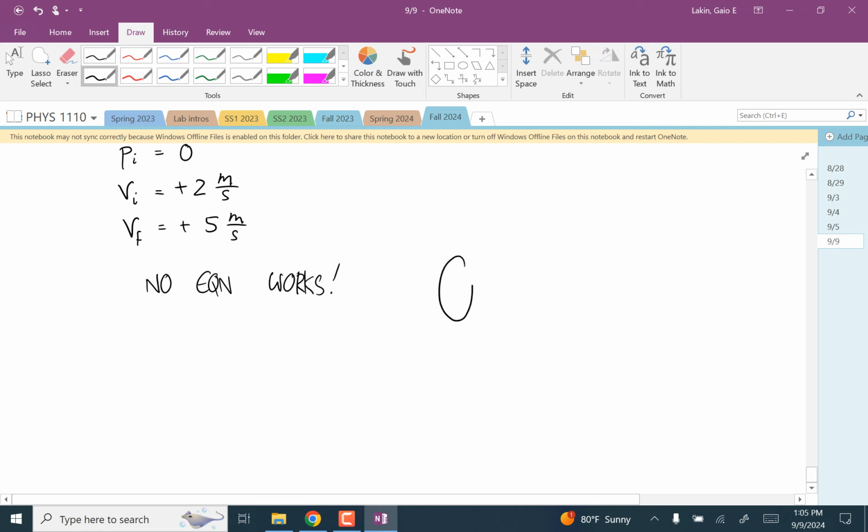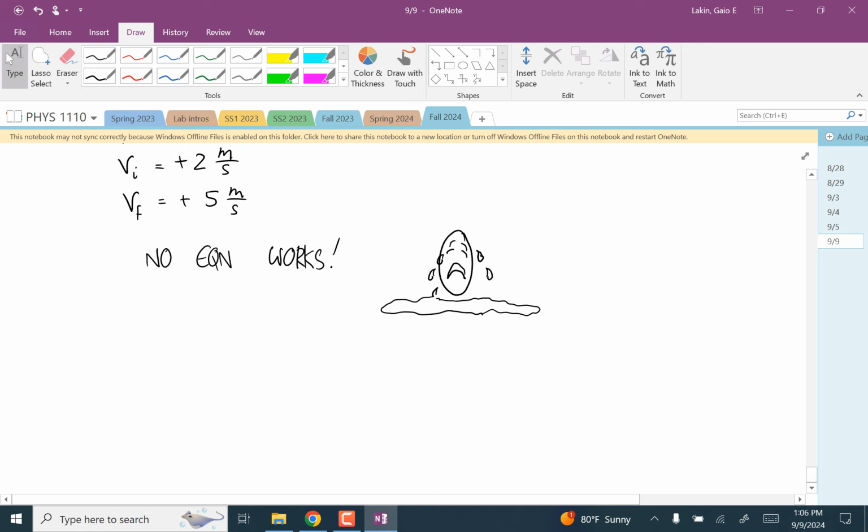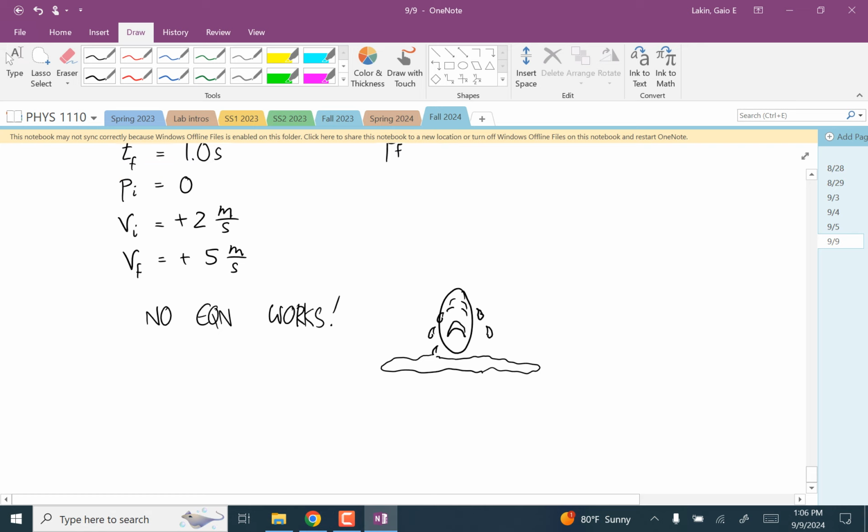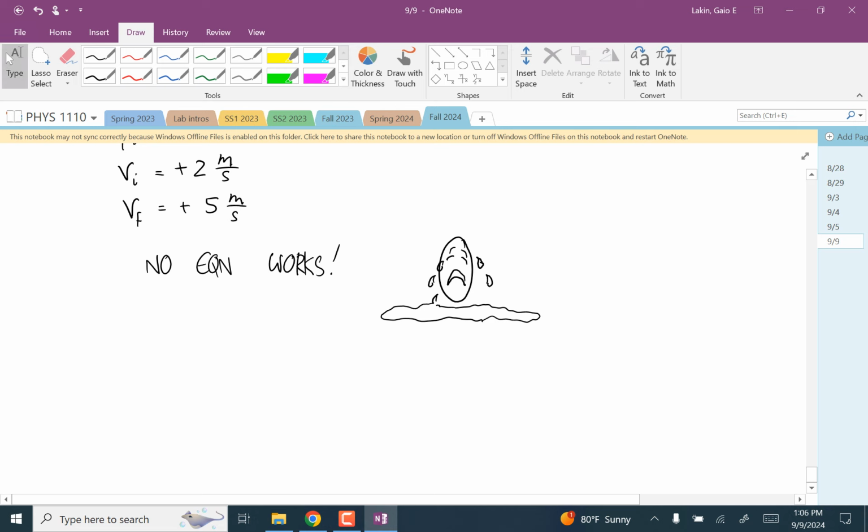And it's okay to take a second to just feel sad. That's supposed to be like a puddle of tears. Okay. But then after, give yourself time to get over it. But then the next step is we want to find an equation. Well, it's pretty obvious what equation we want to find here. I mean, it's almost always going to be either time final or acceleration, and we already know time final. So we're going to try to find acceleration.